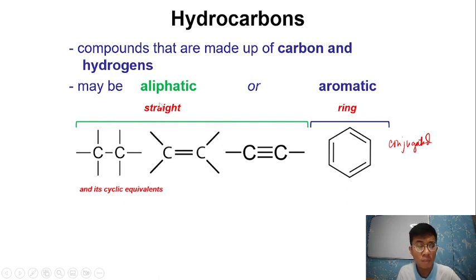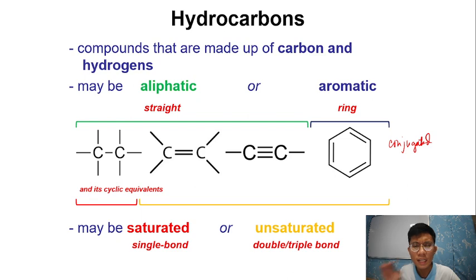Aside from the alkanes, alkenes, and alkynes, under aliphatic are also our cyclic equivalents. When we say cyclo, we have cycloalkane, cycloalkene, cycloalkyne. Okay? Also, in our previous discussion, I introduced you to the terms saturated and unsaturated. Now, which of these structures are saturated?